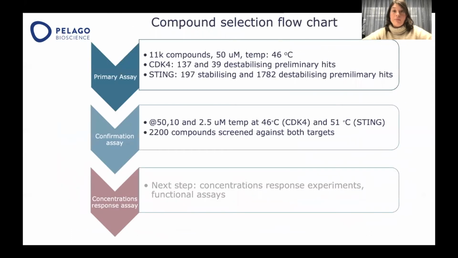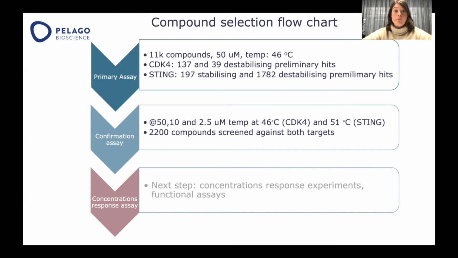So looking at the compound selection flowchart, we did a primary screen of 11,000 compounds at 50 micromolar. The temperature was 46 for CDK4 and 51 for STING. CDK4 had 137 compounds that were stabilizing the protein and 39 that were destabilizing CDK4. So these were viewed as primary hits, preliminary hits.